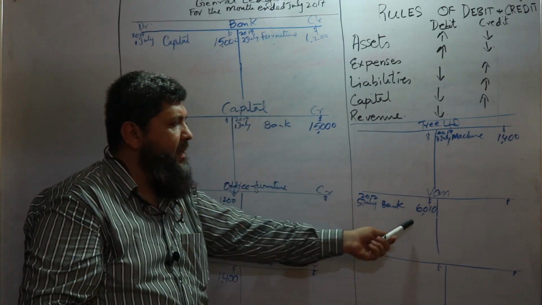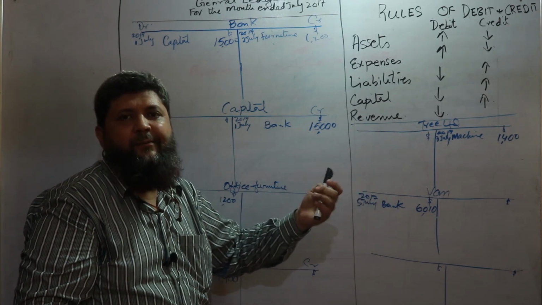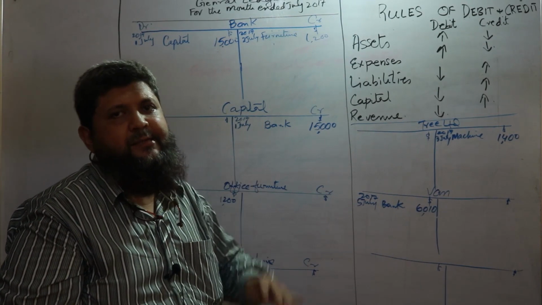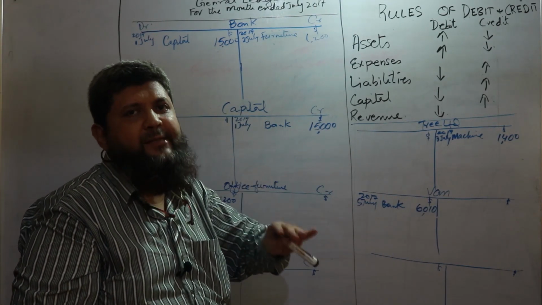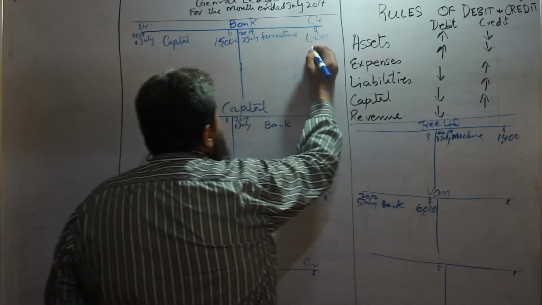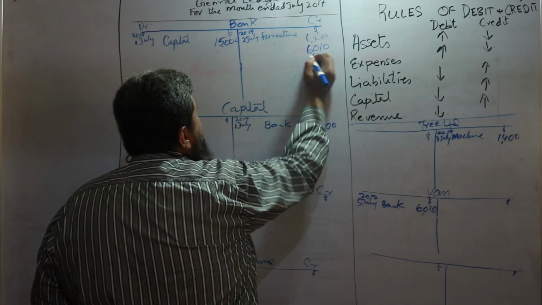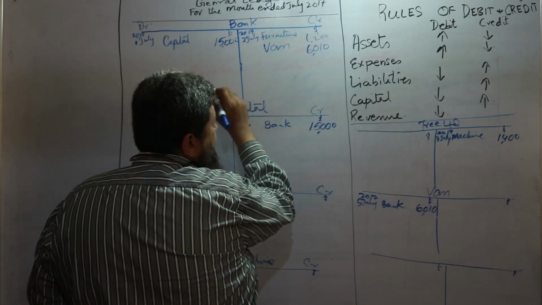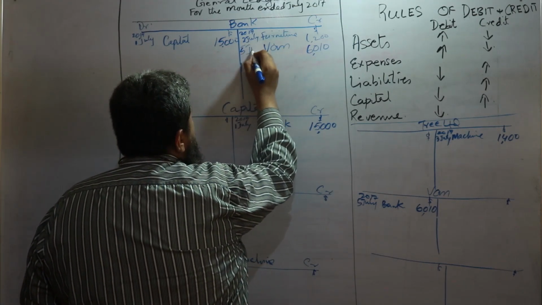We already have the bank account. We will post this amount. Bank is decreasing. Bank is our asset. If we are paying through check, this means our bank balance decreases, and as the bank balance decreases, the decrease in asset rule applies. Asset will decrease. Decrease in asset is credited 6010 against van. On which date? On 5th of July.